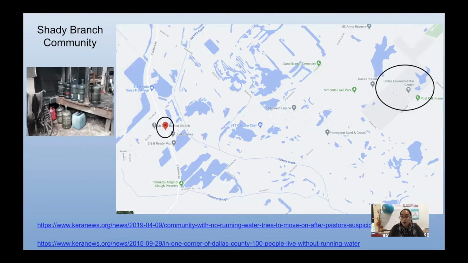But it's a small unincorporated part of Dallas, and apparently it's going to cost about $6.5 million to run pipes to this community. So as of yet, they still have not gotten running water to that community, but they have to truck water in to that community. So I thought that was interesting, you know, given today's day and age, that there are still communities in the US that don't have access to water.